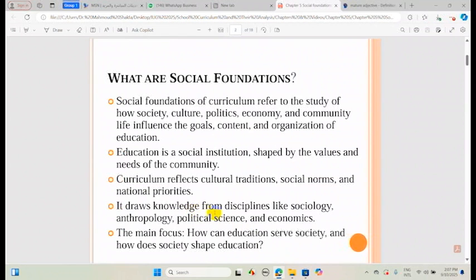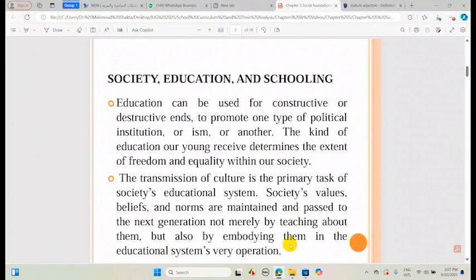It draws knowledge from disciplines like sociology, anthropology, political science, and economics. The main focus: how can education serve society and how does society shape education? Okay, society, education, and schooling. Education can be used for constructive or destructive ends. It's like a weapon, a two-edged weapon, سلاح ذو حدين, to promote one type of political institution or ism. When I say ism, this means terms like connectionism, behaviorism, all these ending with ism.